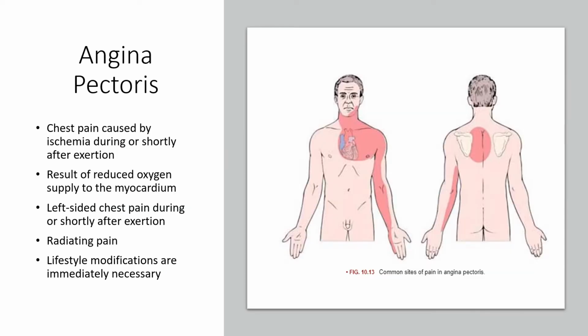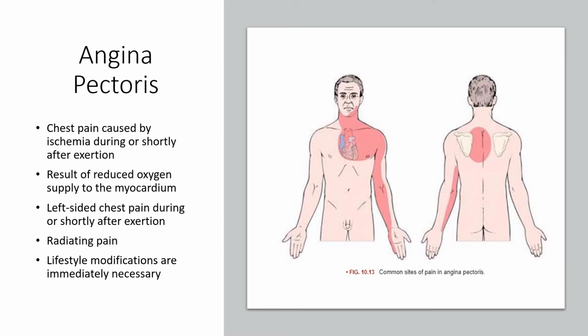I briefly mentioned angina pectoris on the previous slide, but this is that crushing chest pain, that crushing substernal pain. So this is the pain that's caused by ischemia during or shortly after exertion. And this is the result of a reduced oxygen supply to the myocardium. And sometimes with angina pectoris, patients may have different symptoms.